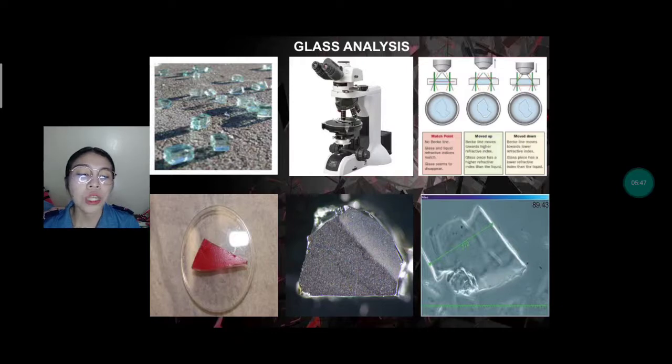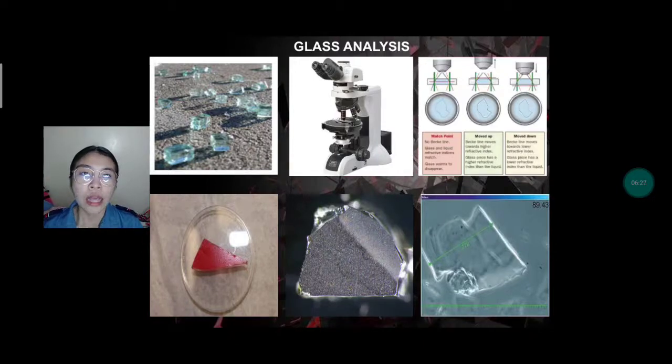Next, samples at the crime scene must first be confirmed as glass. So, before ka mag-collect ng evidence as glass, i-confirm mo muna siya kung siya ba ay glass. So, paano nga ba natin mako-confirm kung ang isang evidence na i-collect natin is glass? By examining the hardness, solubility, and observation with a polarized light microscope. So, gagamit ka dito ng polarized light microscope para ma-determine mo siya or ma-identify mo siya at ma-confirm mo na isa nga ba talaga siyang glass.